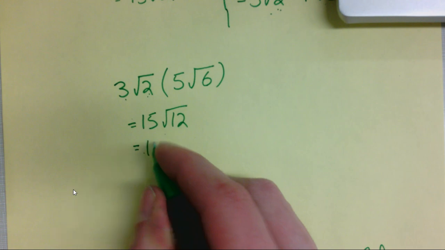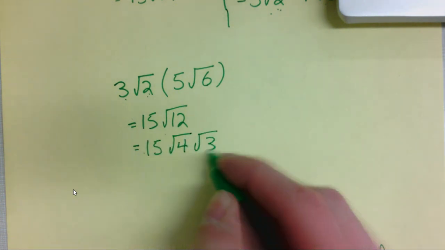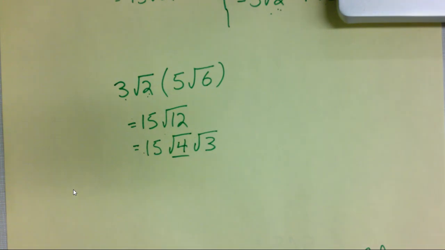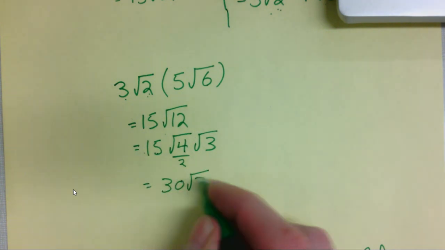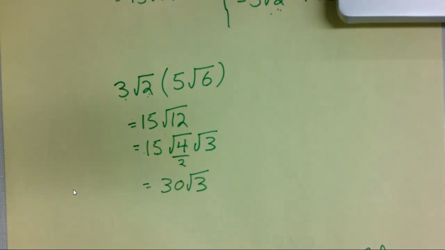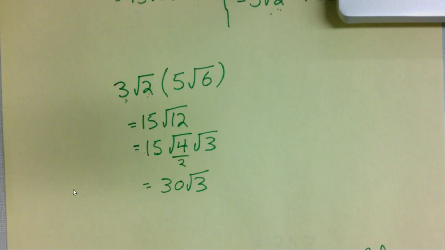And now I can simplify. I can break root 12 into root 4 root 3, because 4 is that perfect square. Root 4 is just 2. Now to finish my simplification, 15 times 2 is 30, and I have 30 times root 3. So 30 times root 3 is the answer to this multiplication problem. So I can multiply radicals in the same way, just doing my whole numbers first and then my roots.